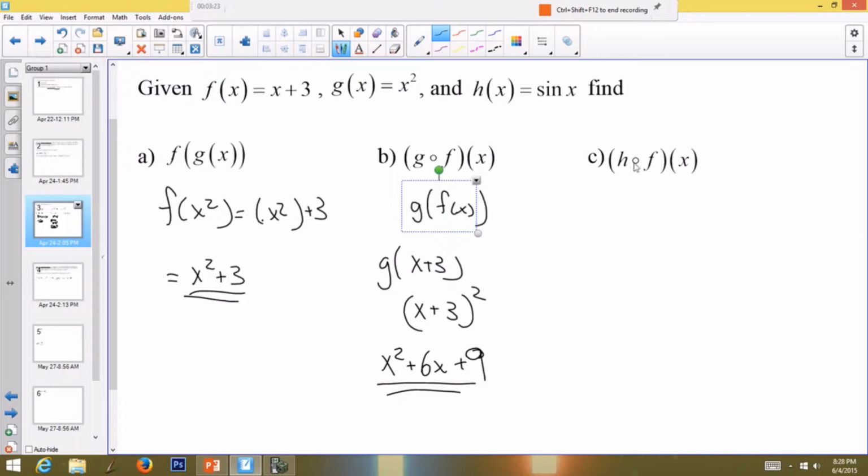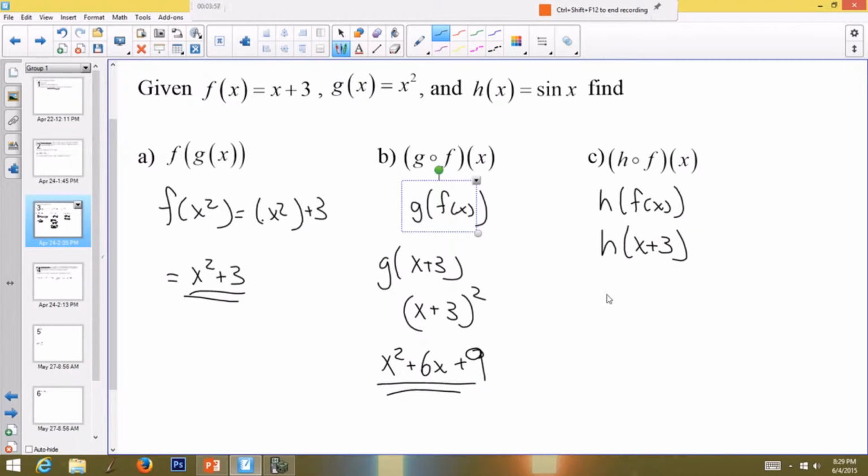All right, finally, composing h with f of x. So this is the same as saying h of f of x. And remember that f of x is x plus 3. So we're going to replace f of x with that x plus 3. So I have h of x plus 3. And h is defined as sine x. So whatever I plug in for x, I'm going to replace it there. So again, I have a new expression that I'm plugging in. It's no longer x, it's the quantity x plus 3.